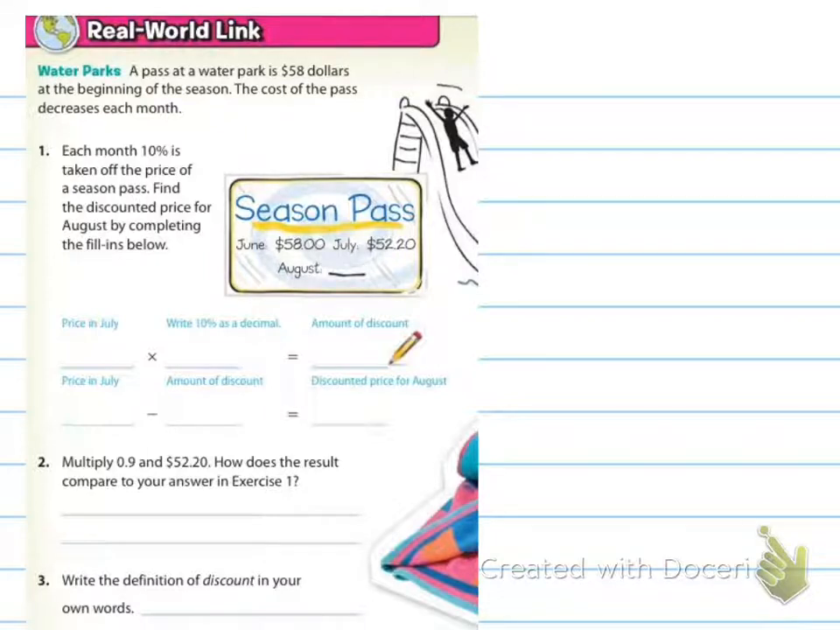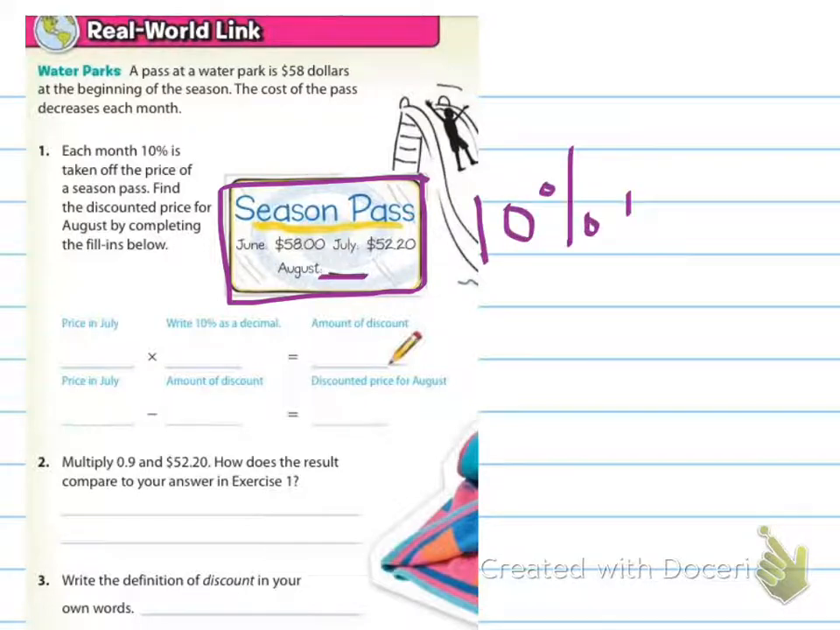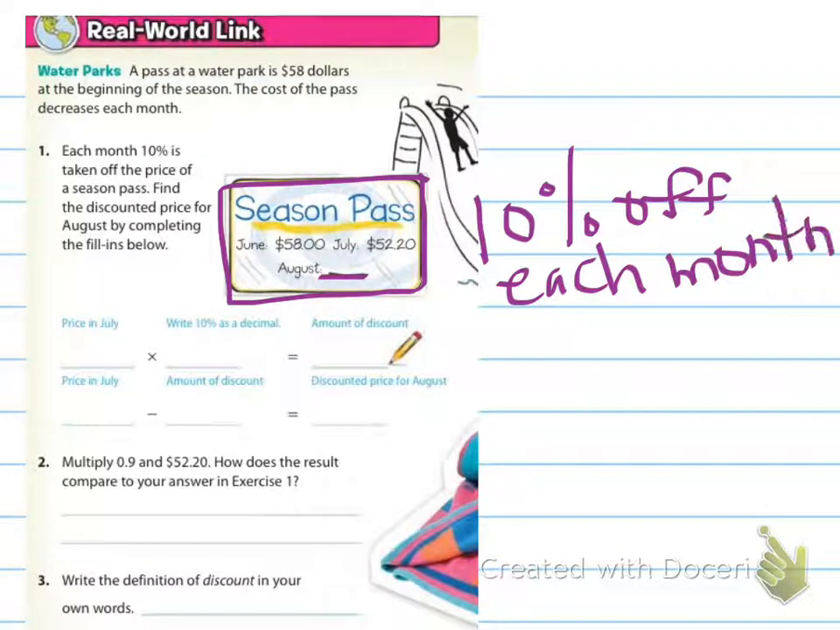So this is the part that I want you to put in. You're going to write the season pass. June is $58, July is $52.80, August, and we're putting a blank because we're going to figure that out. I'd like for you to put 10% off each month. So that's why they already did the work for us for July. They went from June down to July, already took the 10% off. Now we need to take the 10% off July to get to the price for August.